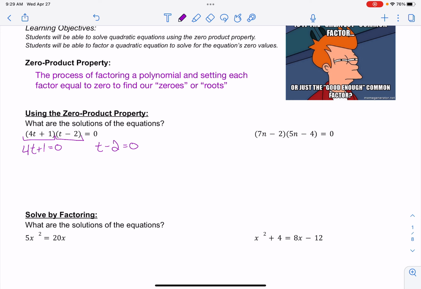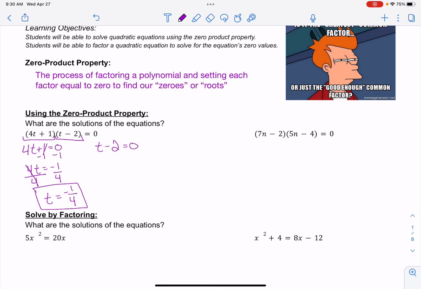So 4t plus 1, we need to get t by itself, so we start by subtracting 1 from both sides. So we have 4t equals -1, and then our last step to get t by itself is we have to divide by 4. So we get t equals -1 over 4.